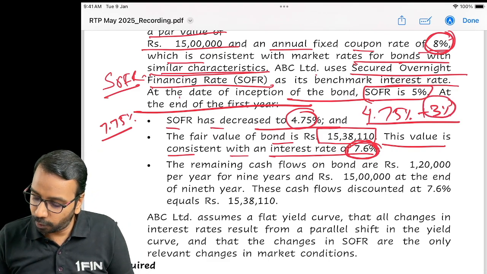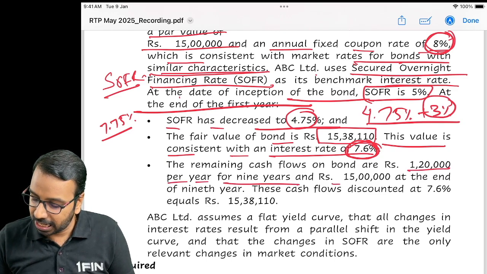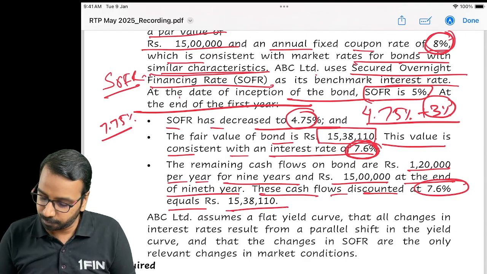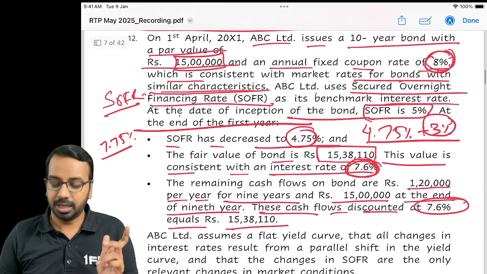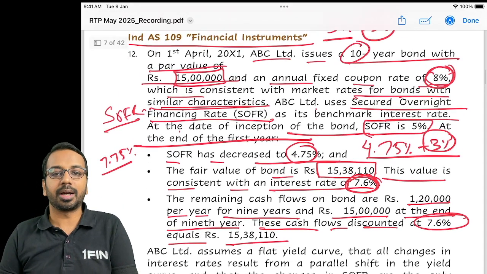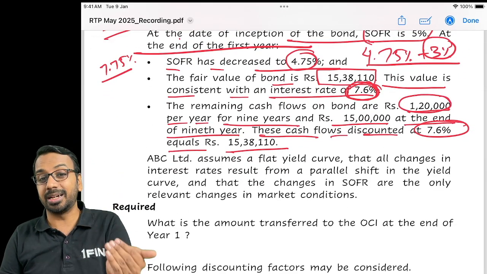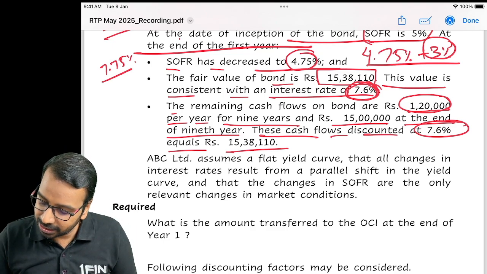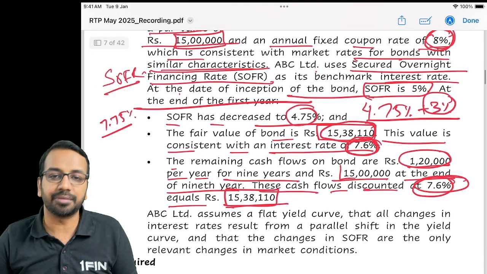The remaining cash flows on the bond are 1,20,000 per year for 9 years and 15 lakhs at the end of the 9th year. These cash flows discounted at 7.6% equal 15,38,110. So how will you get the cash flow? See, 15 lakhs into 8% is 1,20,000. It was a 10-year bond, now it is a 9-year bond. So for 9 years you get 1,20,000 each year, and that and the principal, if you discount at 7.6%, you get 15,38,110, which is the number given here.